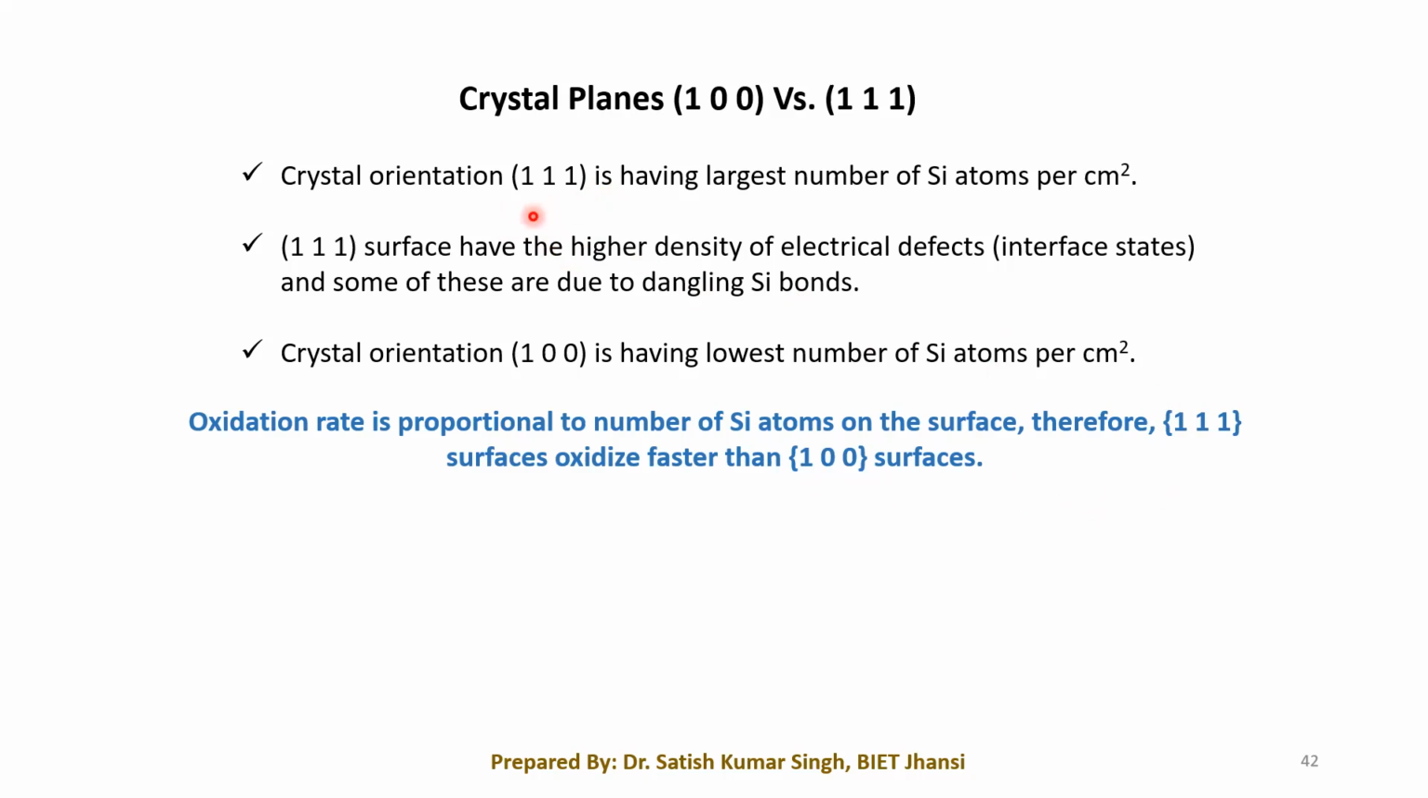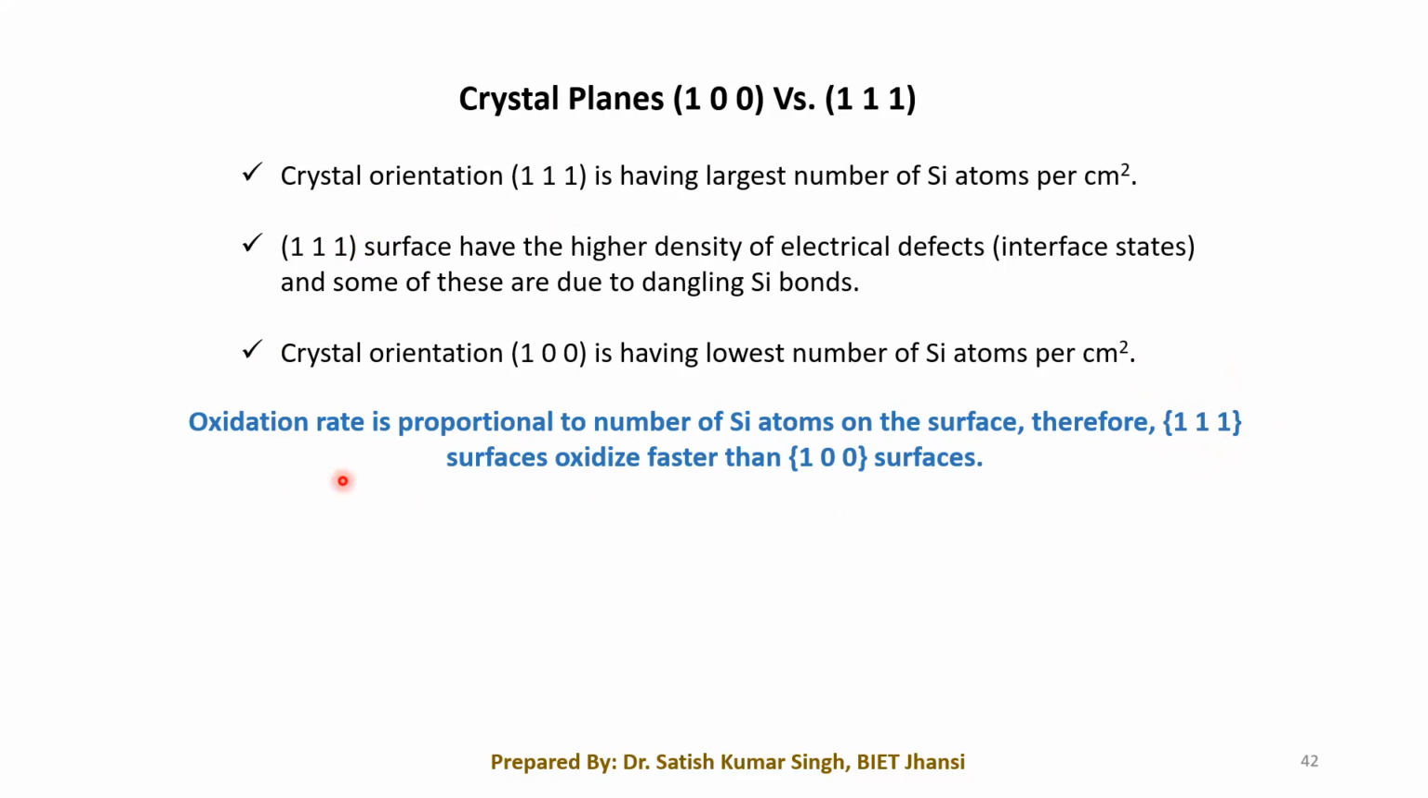Due to the cubic symmetry, we can have different positions of the planes, and yet those planes can have the same notation. So this notation designates the set of planes which have the same features or the same behavior. So the 111 plane oxidizes faster than the 100. This is one of the properties. Your oxidation rate will be greater for crystal orientation 111.